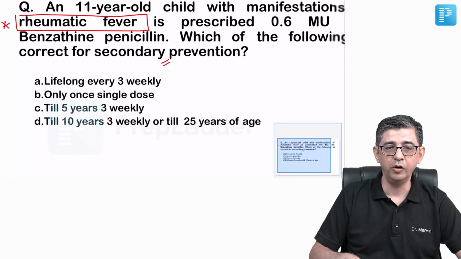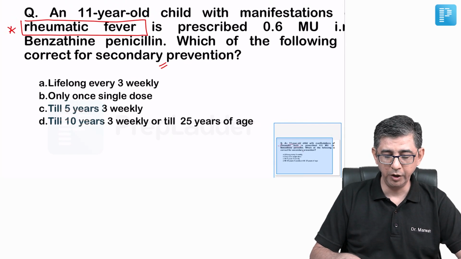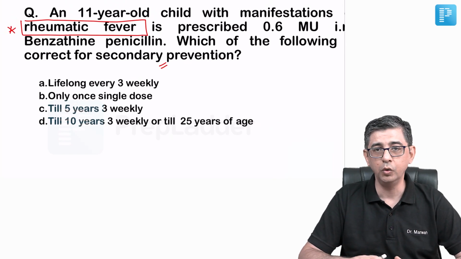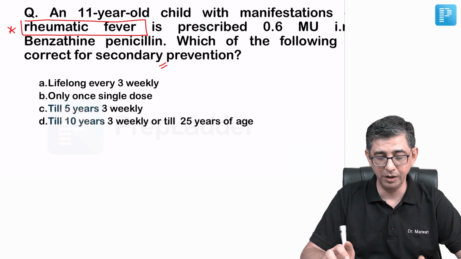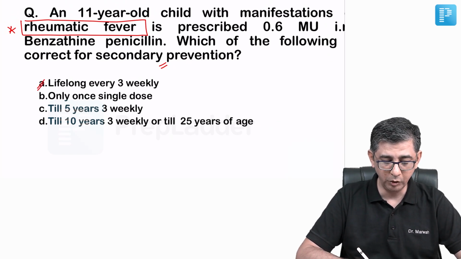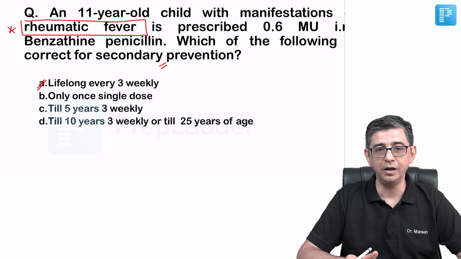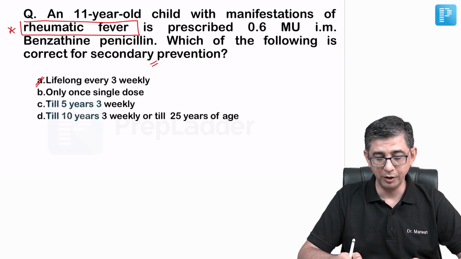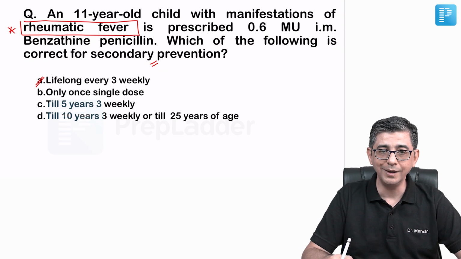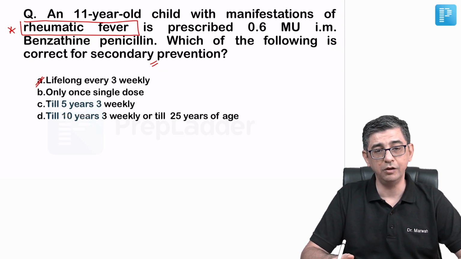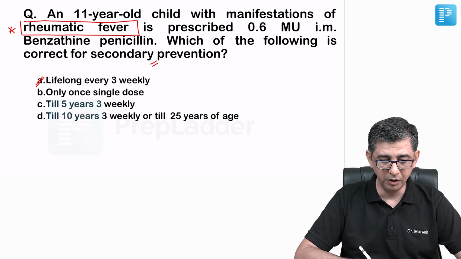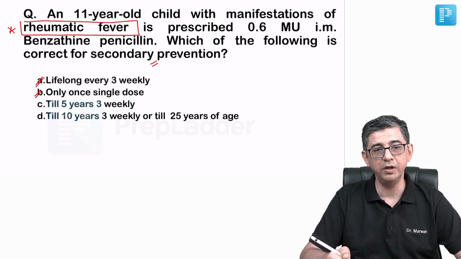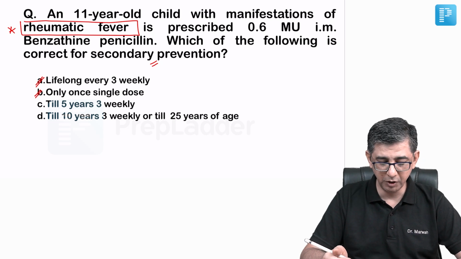Option A said lifelong every 3 weekly. Considering rheumatic fever, there was no carditis, no valvular lesion, no severe MR, no valvulopathy present. So option number A is ruled out due to not only that it is not practical, but also the fact that it was not a rheumatic carditis with valvular lesion, it was rheumatic fever. Option B says only one single dose. Obviously, it is required every 3 weeks. So option number B is ruled out.